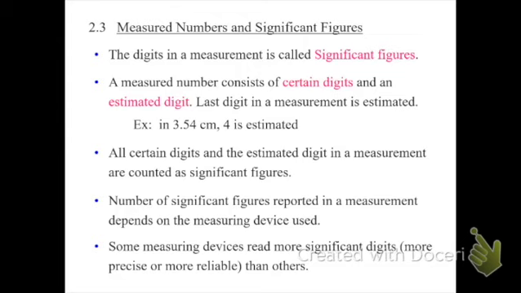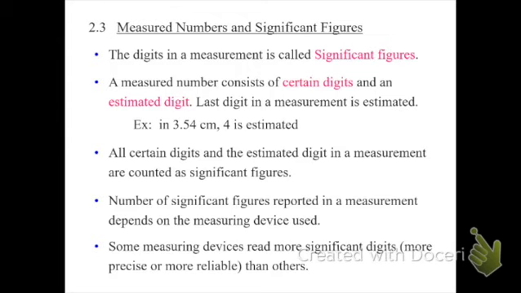So now, let's see the measured numbers and significant figures. That's a very, very important topic. A lot of students have trouble with this topic, but we're going to try to dissect it so you guys can understand it better. So when you start talking about significant digits in a measurement, the digits in the measurements are called significant figures. Now, remember that when we talk about measurements, we're talking about measured numbers, not exact numbers.